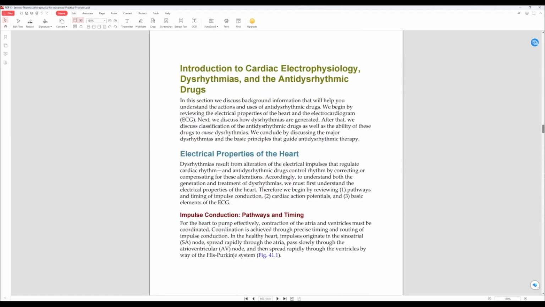So, the introduction to cardiac electrophysiology, dysrhythmias, and the antidysrhythmic drugs. In this section, we discuss the background information that will help you understand the action and use of antidysrhythmic drugs. We begin by reviewing the electrical properties of the heart and the electrocardiogram. Next, we discuss how dysrhythmias are generated. After that, we discuss classification of the antidysrhythmic drugs as well as the ability of these drugs to cause dysrhythmias. We conclude with a discussion of the major dysrhythmias and the basic principles that guide antidysrhythmic therapy.